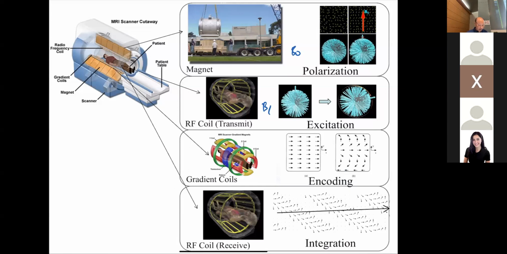And then the RF coil, as we'll see later today, has a second role, which is that it's going to integrate the signal over our entire sample. So the two things we're going to talk about today are these two, encoding and integration.